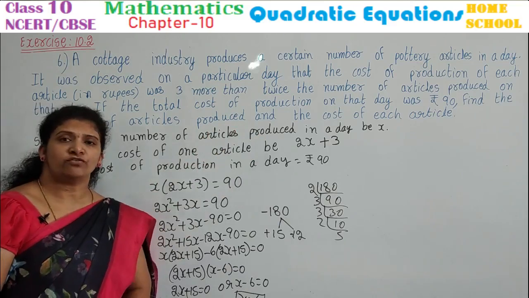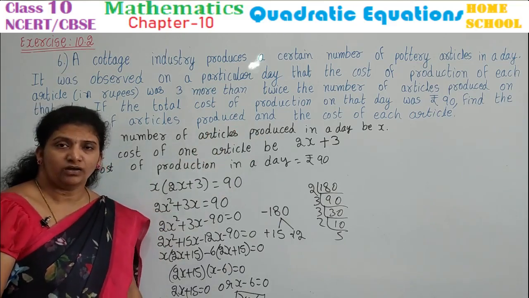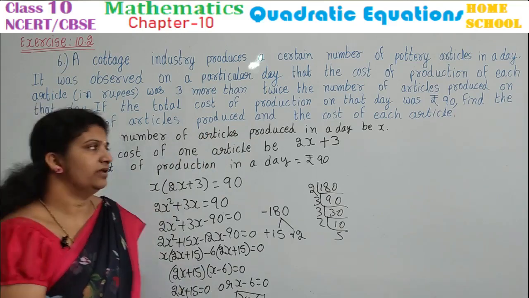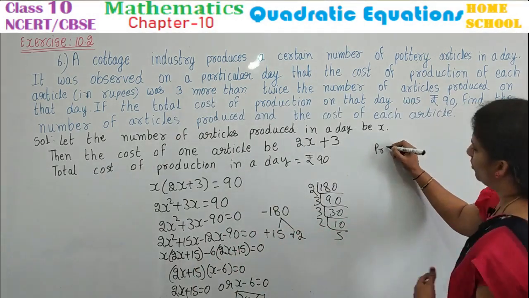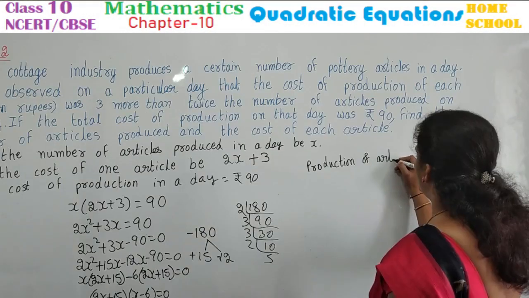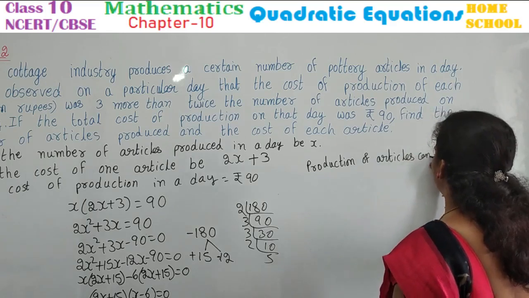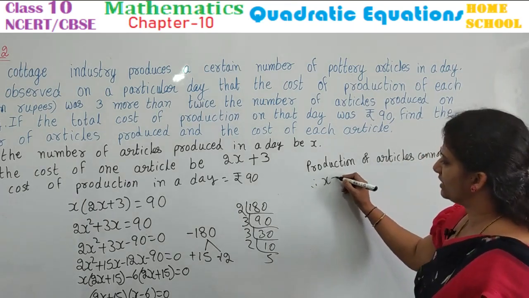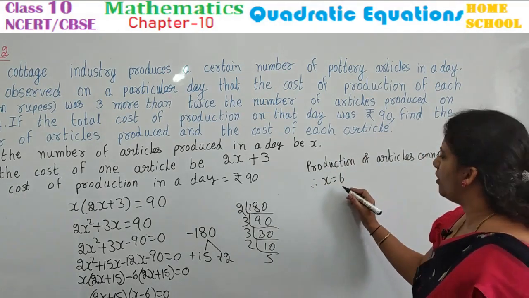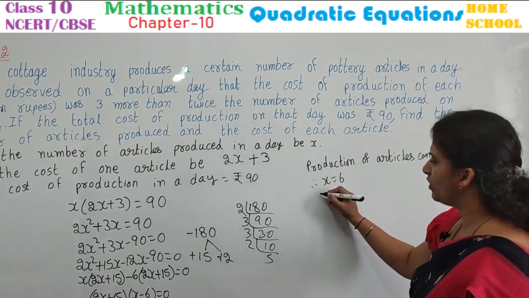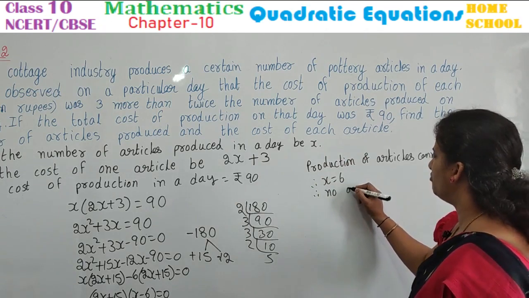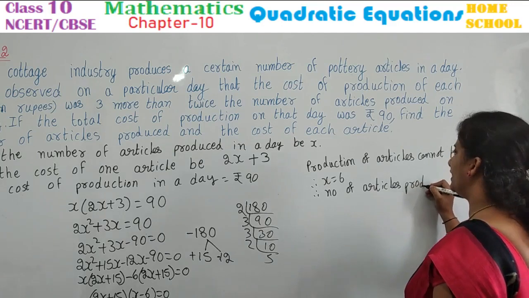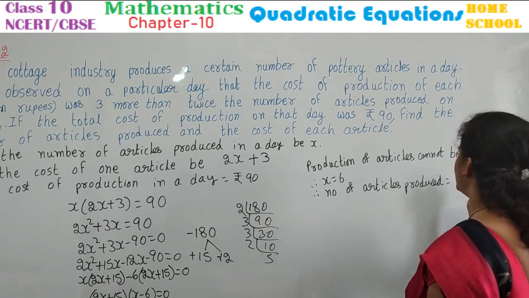Observe here, production of articles, will it be negative? Will you say minus these many toys produced? No. So we cannot consider negative. So, production of articles cannot be negative. Therefore, x is equal to 6. How many articles are produced here? x means what? Therefore, the number of articles produced in a day is equal to 6 articles.